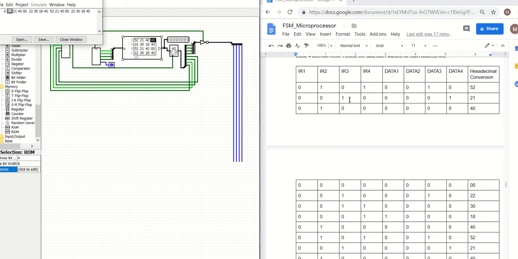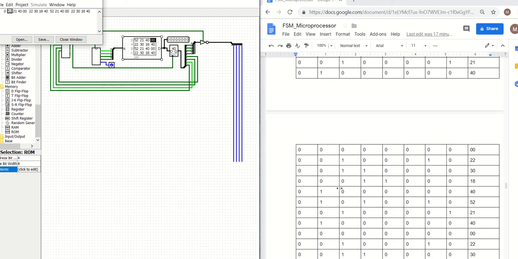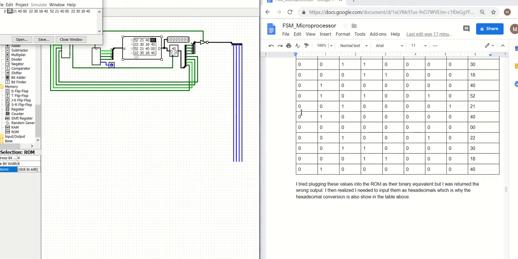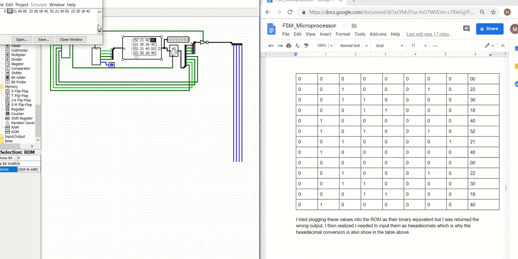I chose these based off, I think the first 3 were from the slides, but I chose these so that all the instruction registers were covered, and then I just duplicated them for the last 8 rows. So that's that.